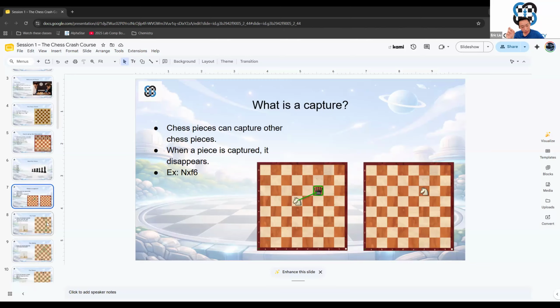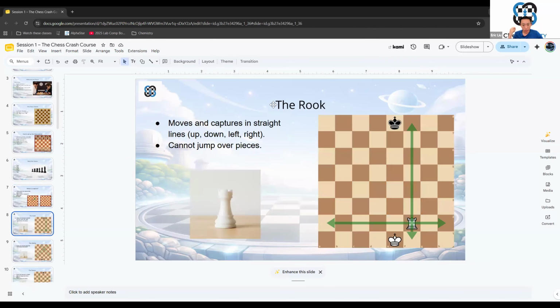Now we can start learning how the chess pieces move. First of all, we have the rook. This is what it looks like in real life, and this is what it looks like online. The rook is very simple. It just moves up or down or left or right in a straight line.